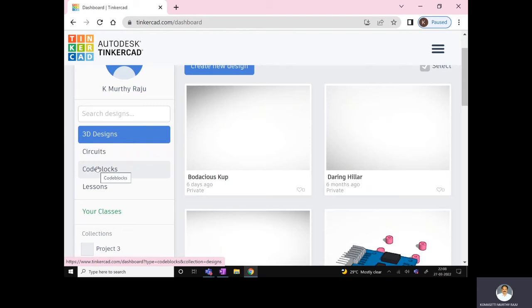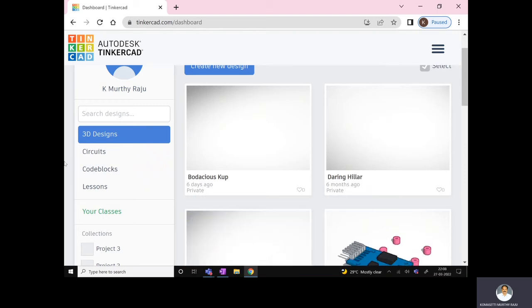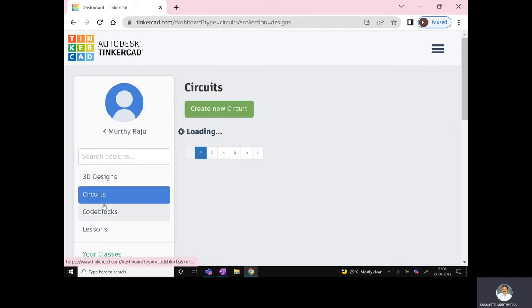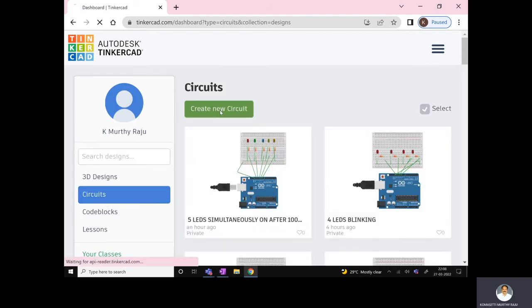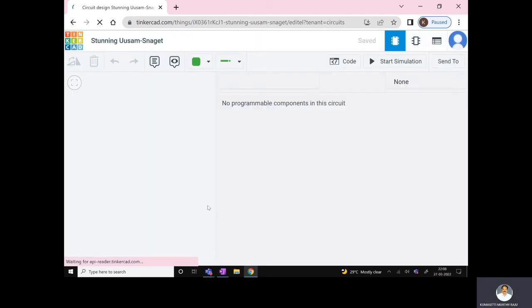Everybody must have a Tinkercad account, otherwise circuits are not created. Sign in by using credential login. The types of sections are displayed here. My name is K. Murtiraju. I pick up the circuits column, circuits 1, create new circuit.